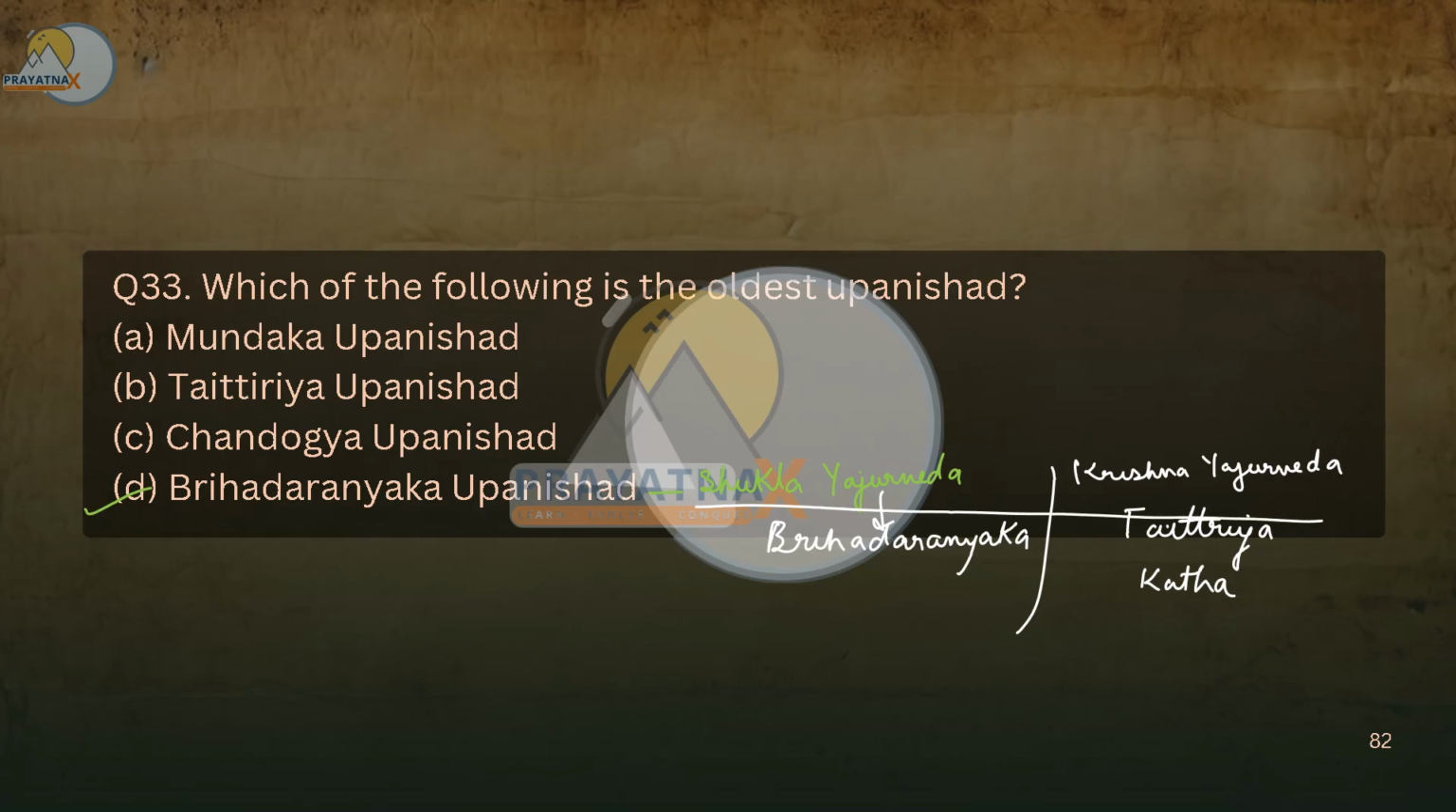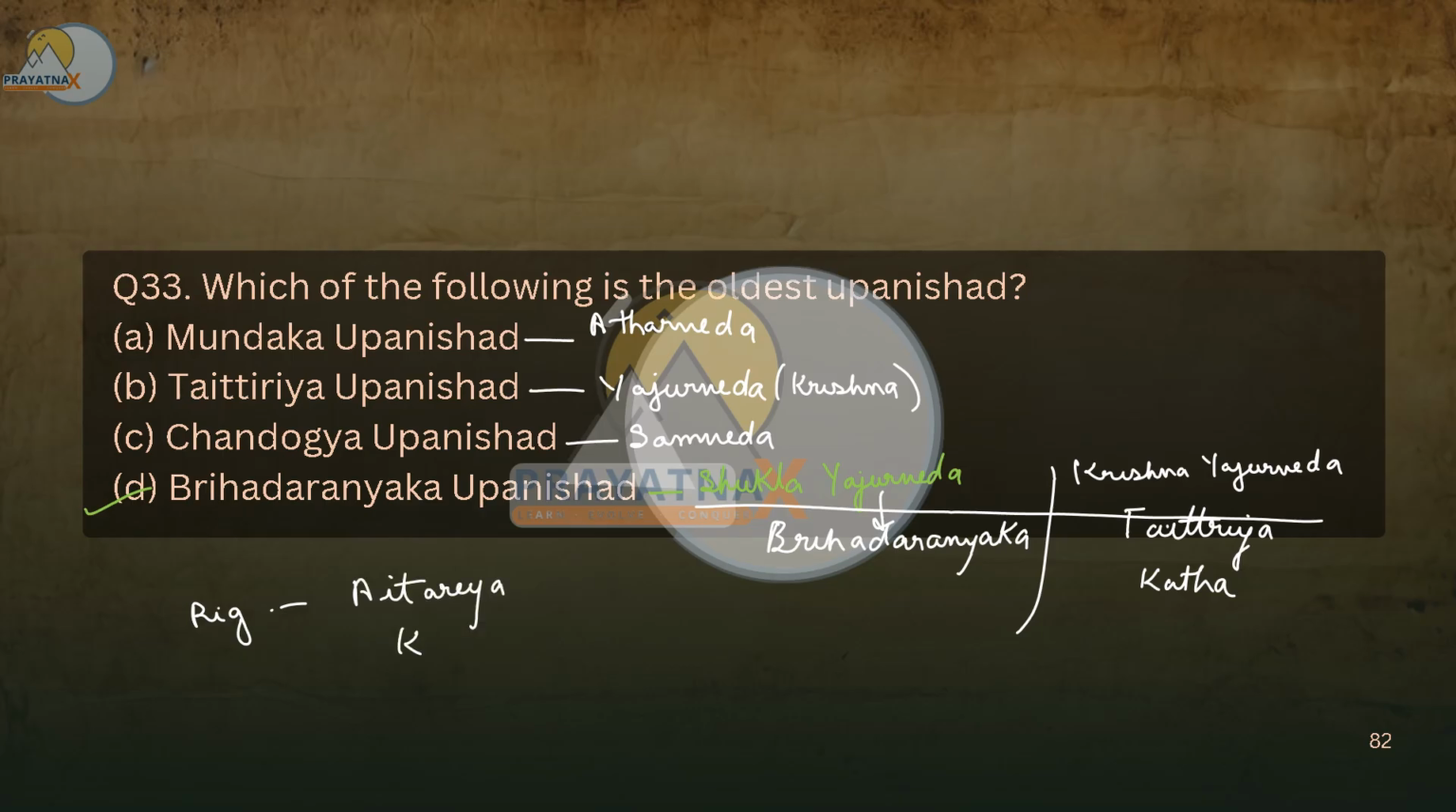Now let us move on to the next part. Also, Mundaka Upanishad is related to Atharvaveda, the Aitareya and Kaushitaki are related to Rigveda, and the Chandogya Upanishad is related to Samaveda, and this is related to Krishna Yajurveda, and Rigveda is Aitareya and Kaushitaki. Moving on to the next question.